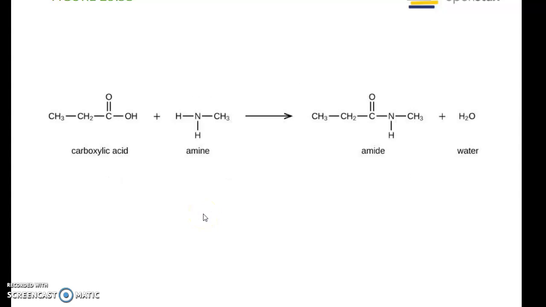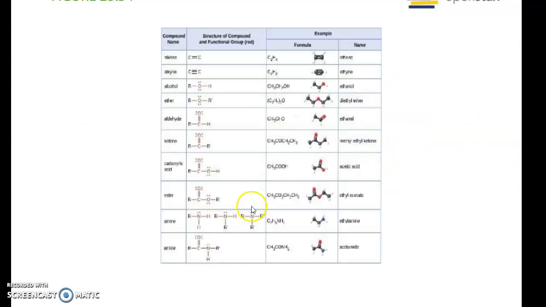And the way in which they're formed is the following. You take that carboxylic acid, you react it with an amine, and you get an amide. And here is sort of a summary of all the different compounds, as well as what the functional groups are for them, and what the names are for them. This is a handy little reference table you might want to print out.